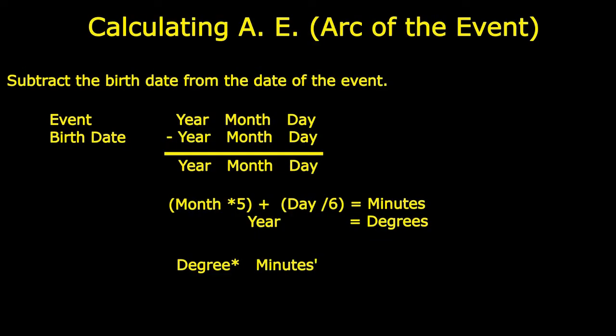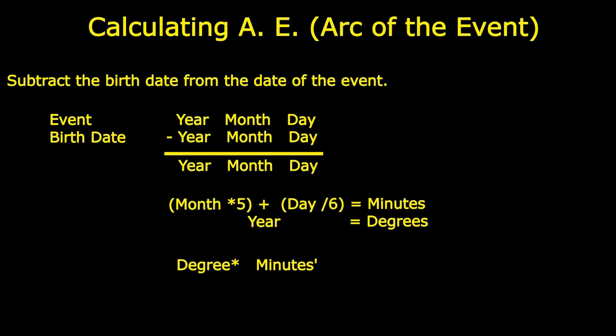And to determine this, you want to take the exact date of the event, subtract the person's birth date from this event, and then convert it into degrees and minutes. To convert, the answer you get for the days, you will divide that by 6. So every 6 days equals 1 minute. And for the months, you will multiply that by 5. So every 1 month equals 5 minutes.